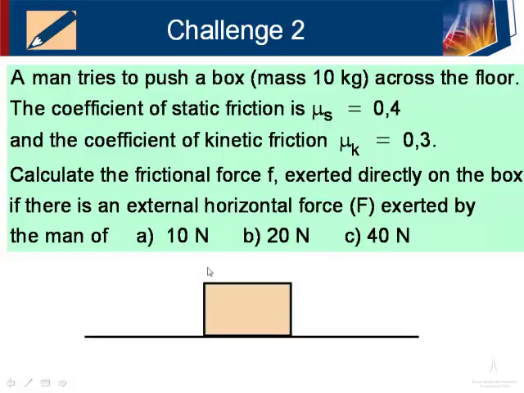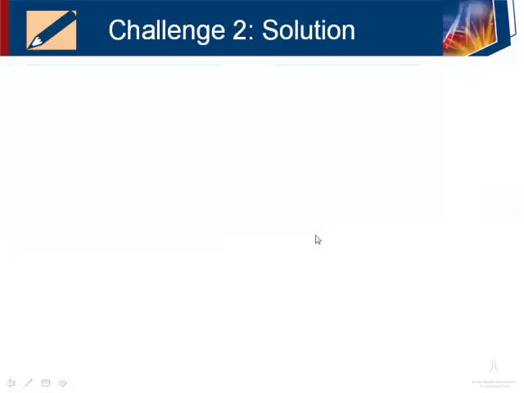Let's examine that in a diagram form. We have the normal force and the force of gravity. This is the vertical direction. And the horizontal force, the applied force, and the frictional force. Now we're going to look at challenge 2 solution. We suggest you stop the DVD and do the calculation, and then view the DVD and check your solution against the answers presented.